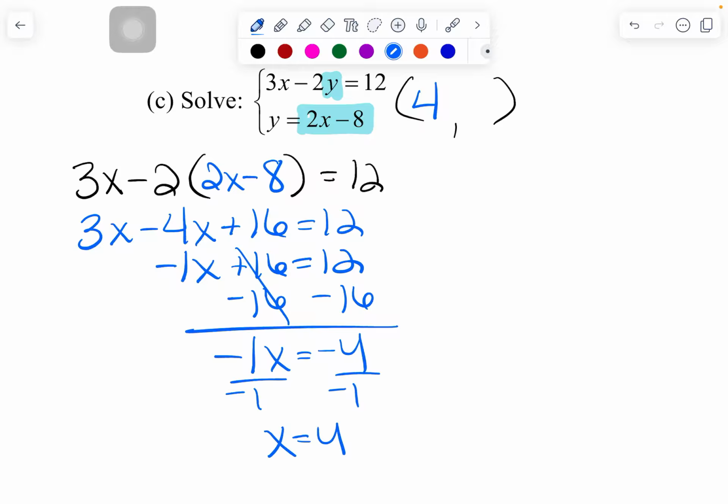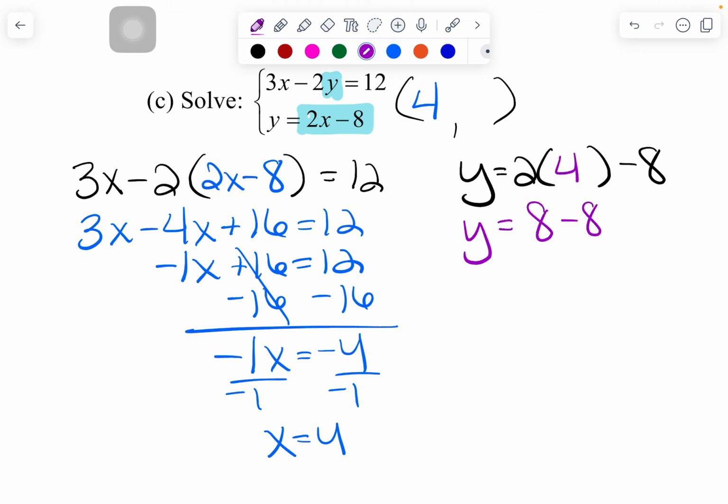And as with any substitution problem, I shouldn't say just substitution, with any system, I want to make sure that I am completely solving it, which means not just solving for x, you do need to solve for y as well. So y is equal to 2, leave my space for x. Let's see, I'll replace x with the 4 that we figured out. So 2 times 4 makes 8. 8 minus 8 is 0. So y is equal to 0.